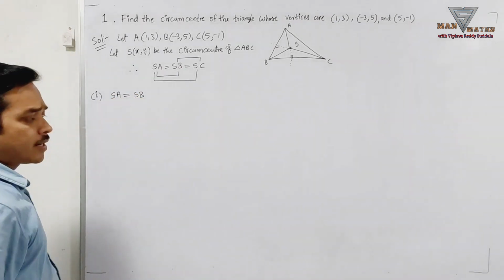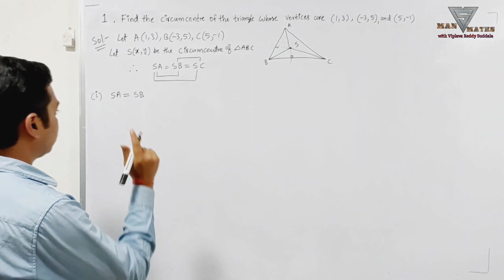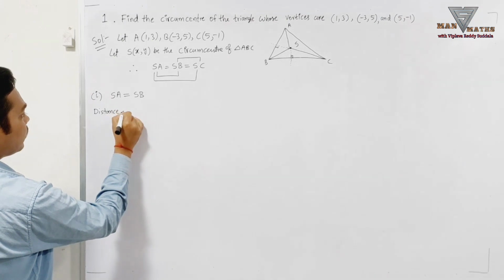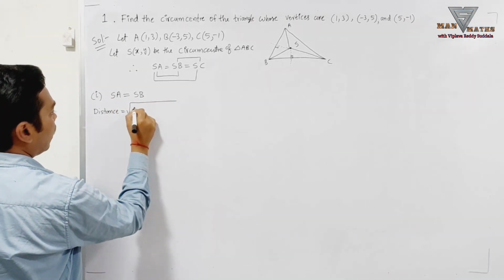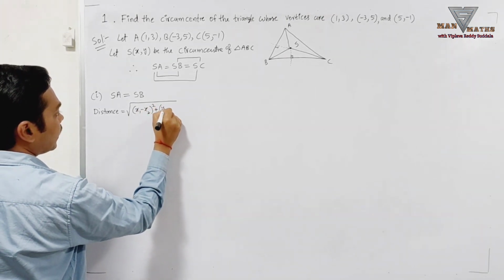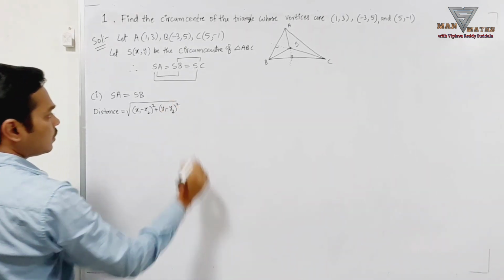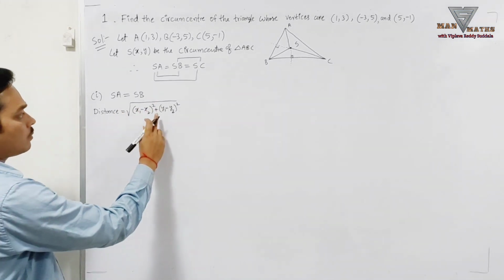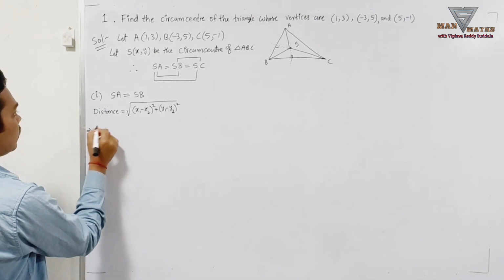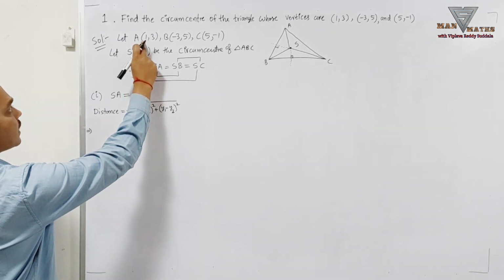SA is nothing but the distance between S and A. SB is nothing but the distance between S and B. We know the distance between 2 points formula. What is the formula? Under root of (x1 minus x2) whole square plus (y1 minus y2) whole square, or (x2 minus x1) whole square plus (y2 minus y1) whole square. Both are correct. Now apply this formula. SA, S is the first point, A is the second point. This is x1, y1, this is x2, y2.